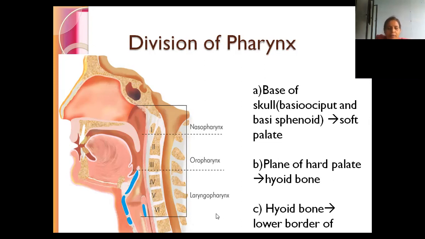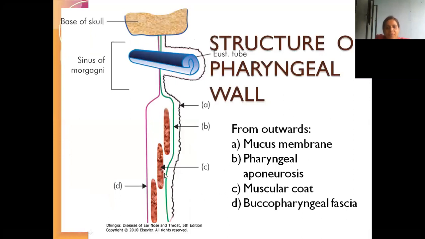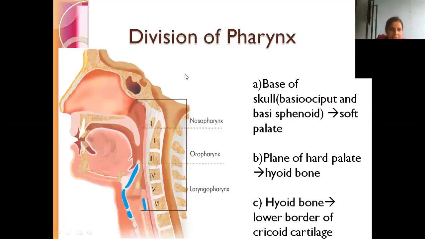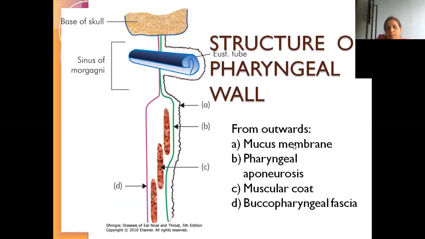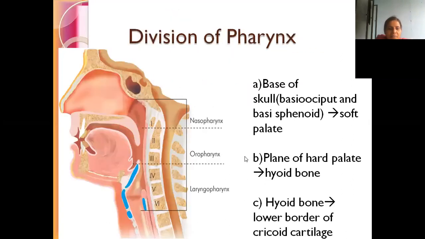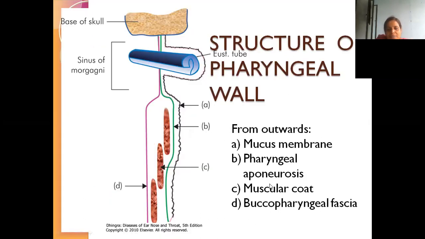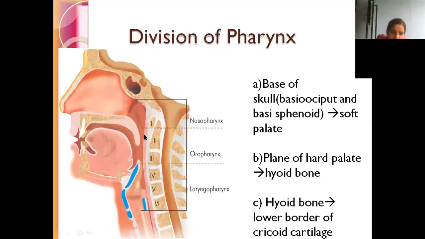Now, structure of the pharyngeal wall. When you cut the skull and see from outside to inwards in the cadaver, the outermost covering we see is mucous membrane. Then pharyngeal aponeurosis is at this point where we have the soft palate. Throughout this area, carefully observe my arrow, where I am scrolling in front of the vertebrae.